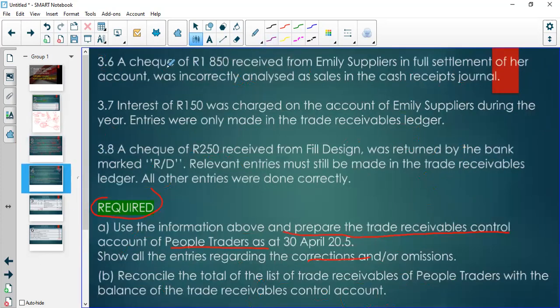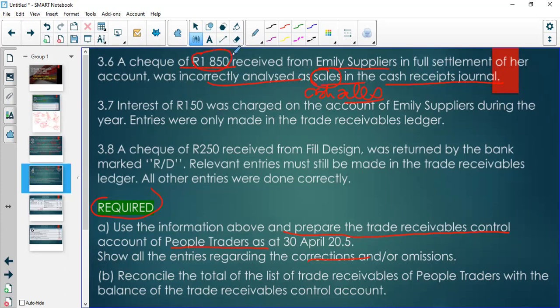So we have a check received from Emily Suppliers. Emily Suppliers was paying us, and we received the payment, the check from Emily Suppliers, 1850. And it was incorrectly analyzed as sales in the cash receipts journal. If you go back to the structure of a cash receipts journal, you know that it has columns, right? The column that says sales means it was a cash sale. So it's an error, right?